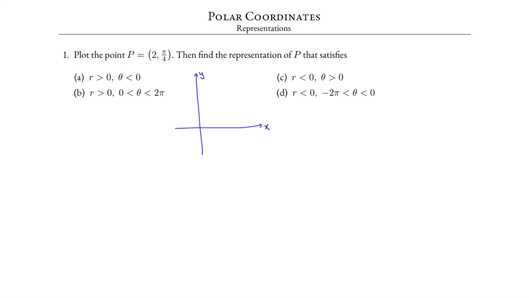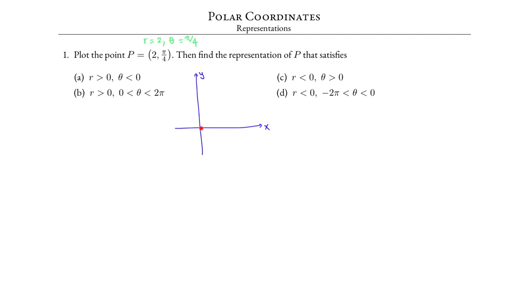Examples of polar coordinates. Plot the point P equals (2, pi over 4). Then find the representation of P that satisfies this condition. This point has the radial coordinate r equal to 2 and the angular coordinate pi over 4.